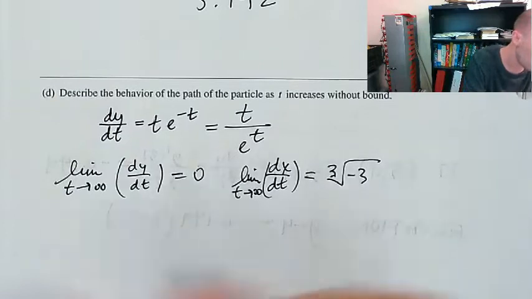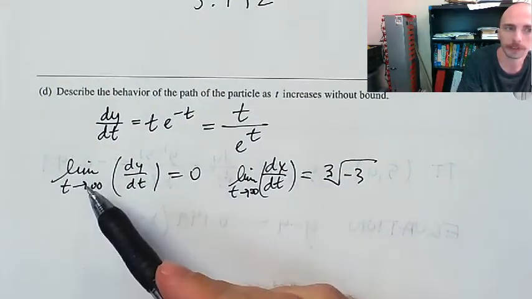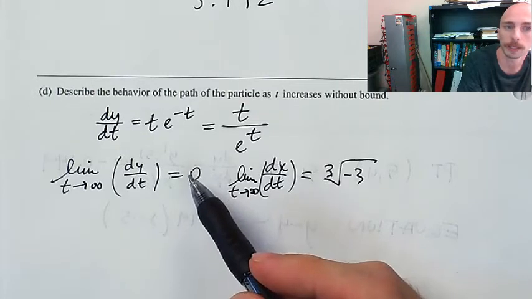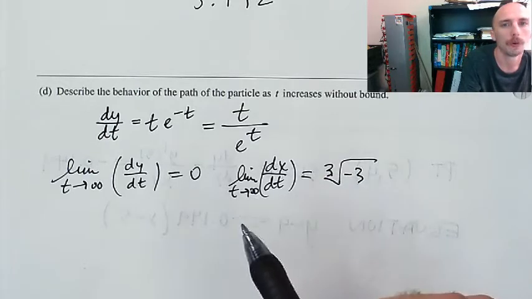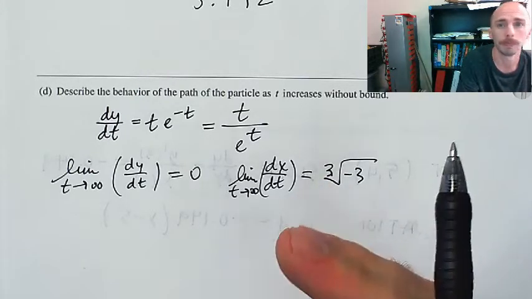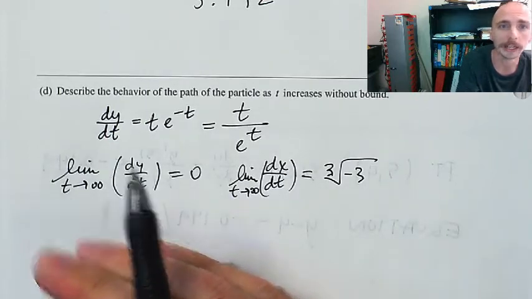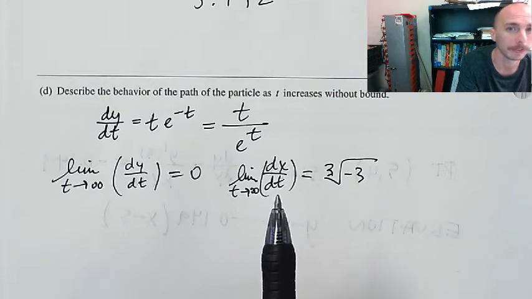Okay, so it appears to me that eventually y is going to stop changing, right? Because dy/dt goes towards 0. Okay, and then x is still going to the left. So you could say it moves to the left on an increasingly horizontal line. You could say it's approaching a horizontal asymptote, I think would be good.